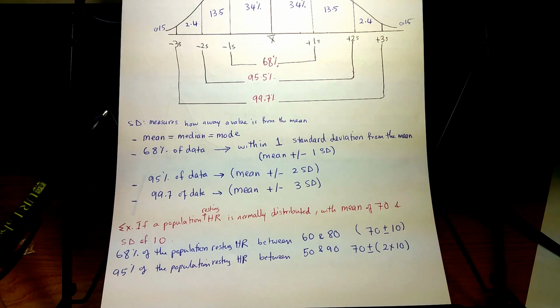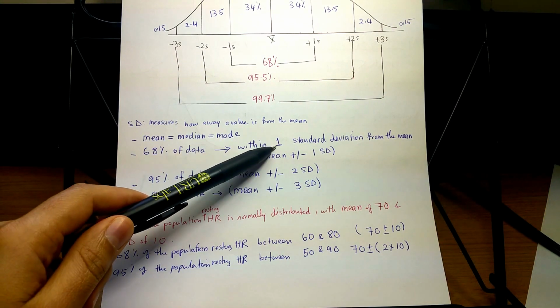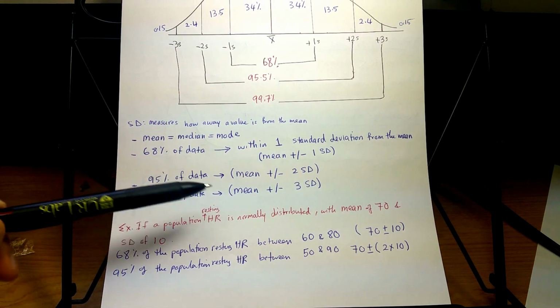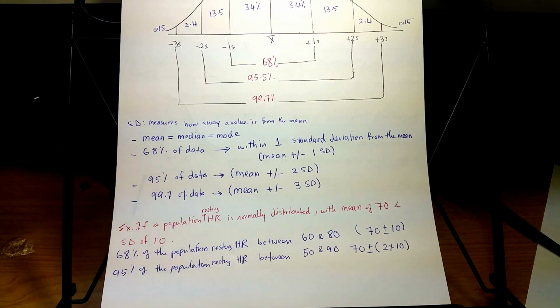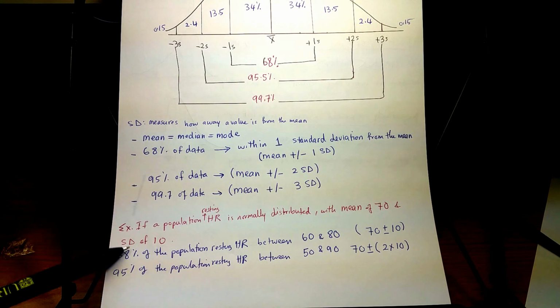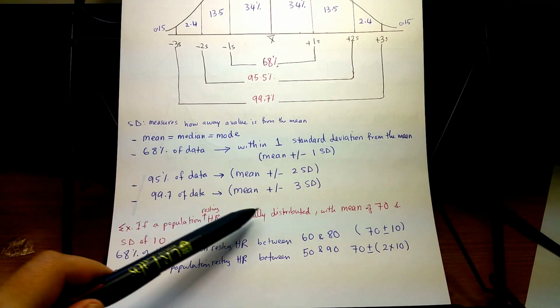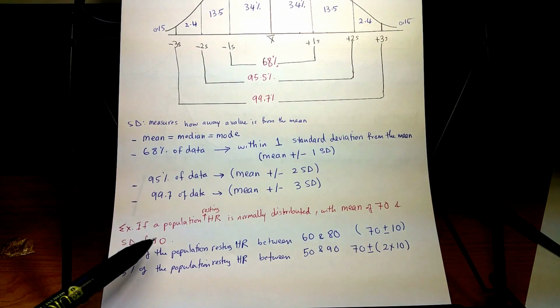So here the mean equals the median equals the mode. 68% are within one standard deviation from the mean, plus or minus. 95% within two standard deviations, and 99.7% within three standard deviations. So let's look at an example. If a population's resting heart rate is normally distributed, the mean is 70 and the standard deviation is 10.